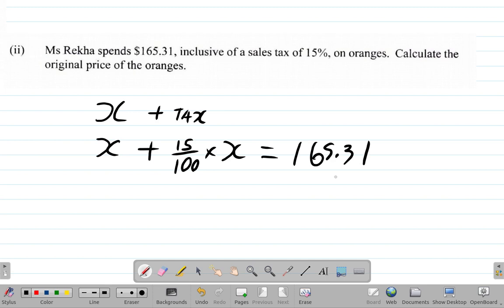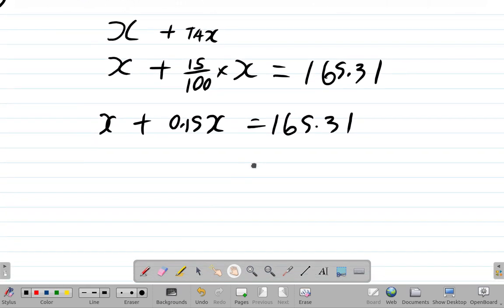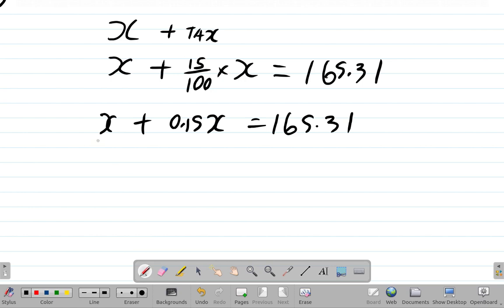Now, here, you can simplify this by saying X plus 15 over 100, which is 0.15, so X plus 0.15X would give you $165.31. You see that? After that, remember anytime you say X by itself it is 1X. 1X plus 0.15X is 1.15X equals $165.31. See that? Now how do you find X?